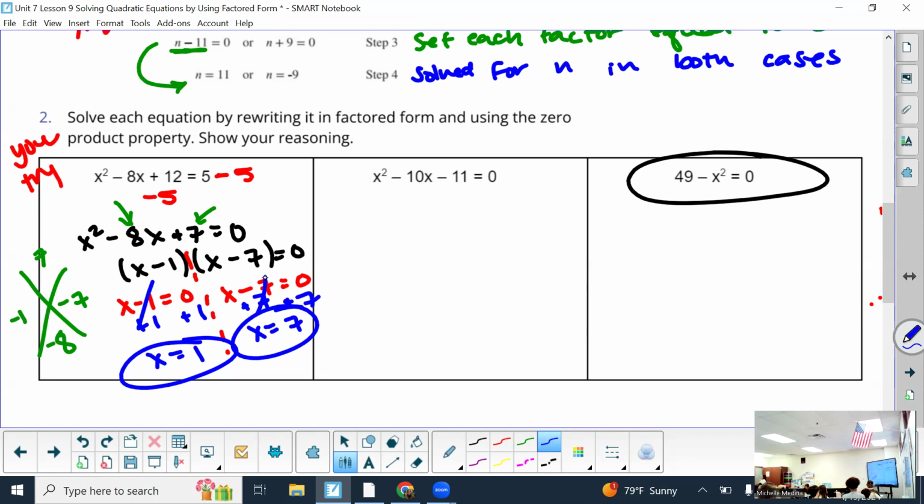So don't just stop at your factoring step. That's a common mistake. They'll stop and say my answers are negative 1 and negative 7. Set each factor equal to 0 and solve. Good there.